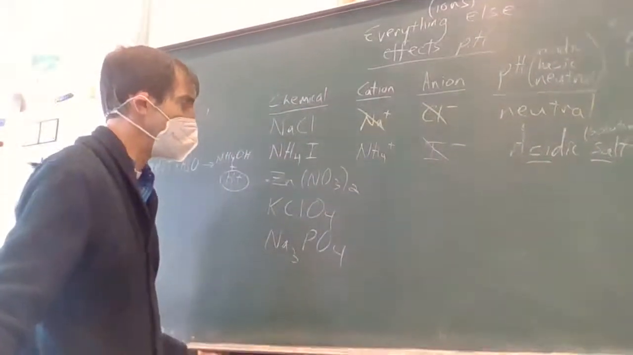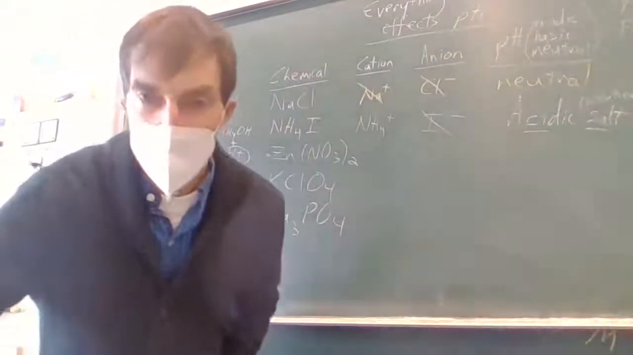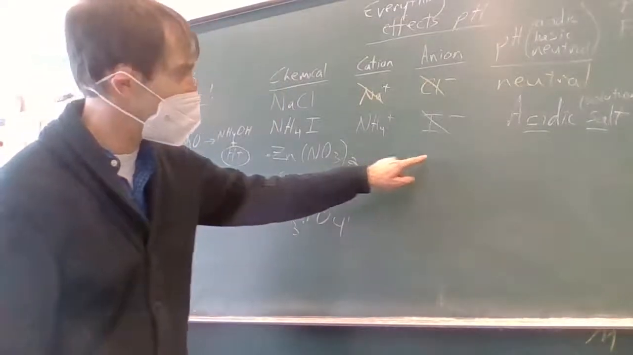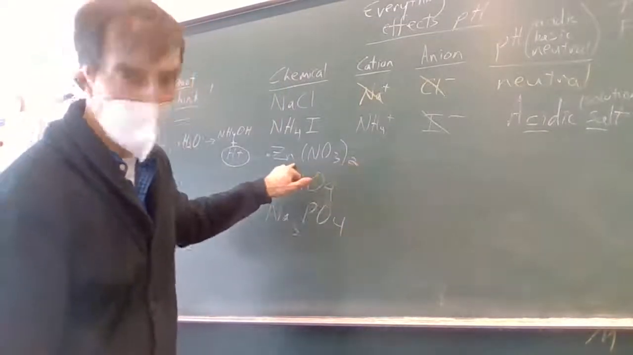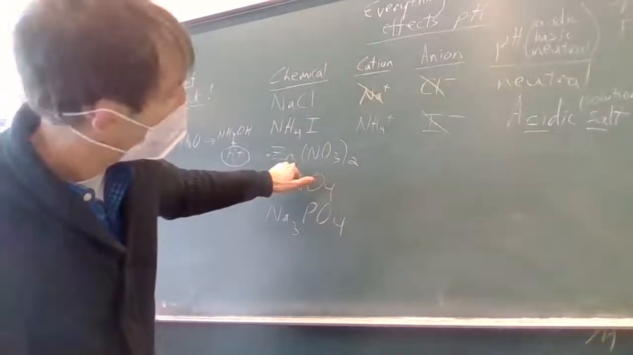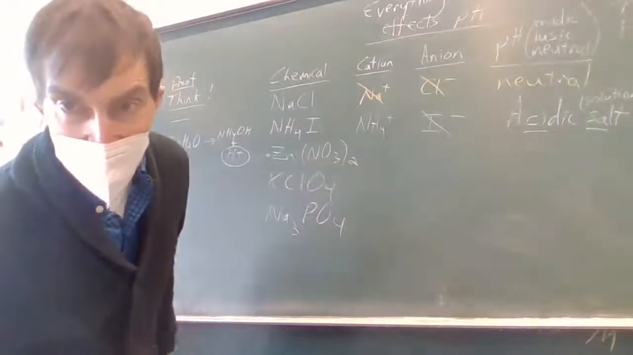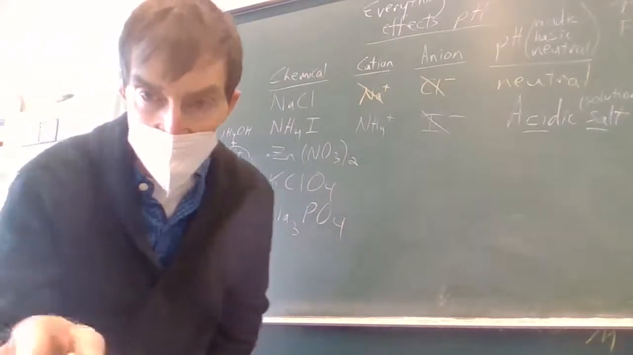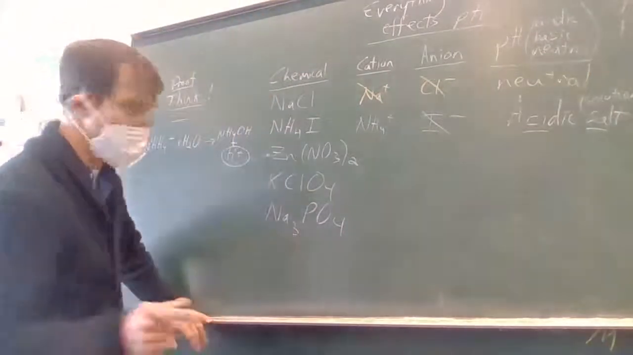Okay, now, how about Oscar and Bella? Can you give me the cation and the anion for this one? The chemical again was Zn(NO3)2. Ah, and a question from Oscar. Why would that be acidic?